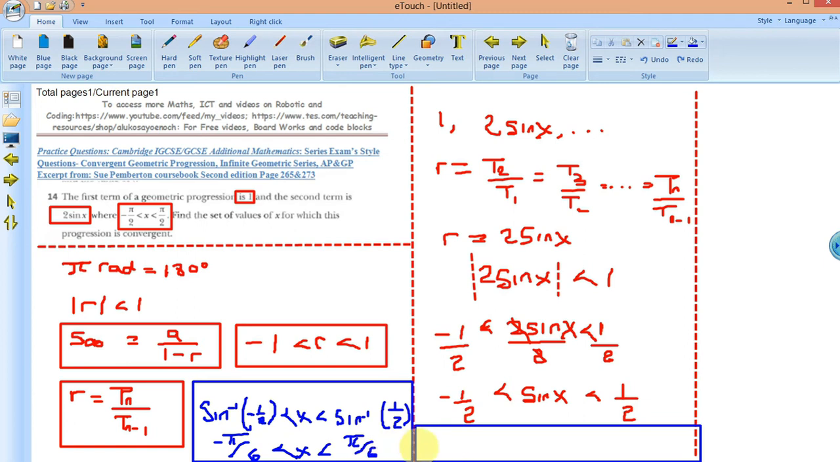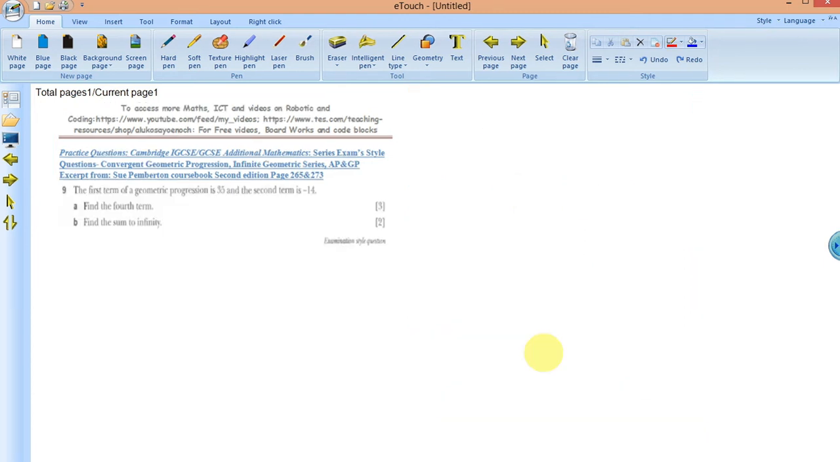Let's go ahead to the next question, guys. Here's the next question. The first term of a geometric progression is 35, and the second term is minus 14. Find the fourth term and find the sum to infinity.